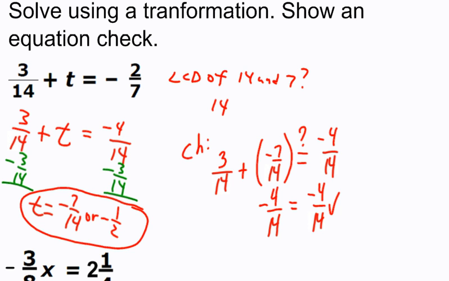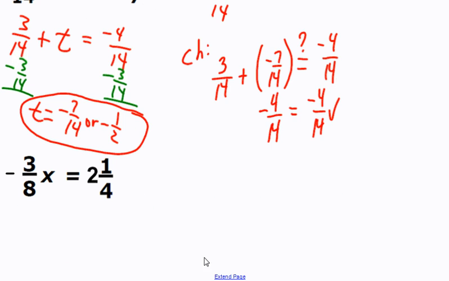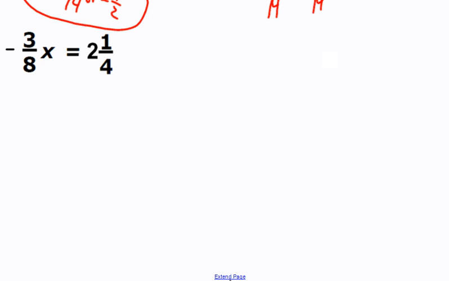It's solved. Now, the next problem we have is a little different, right? You really have to make sure. I definitely have kids that never get out of the addition and subtraction mode. This is negative 3/8 being multiplied by x. The way I'm going to deal with this is I'm going to multiply by the reciprocal.